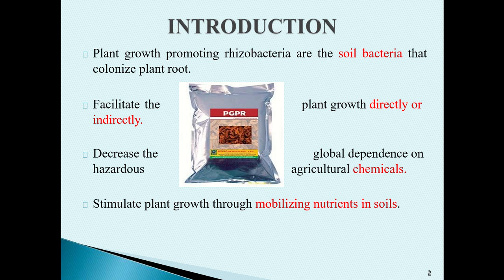Now, these plant growth promoting rhizobacteria also help in facilitating the plant growth directly or indirectly. Of course, they have their own mechanism of action, which could be direct or indirect. These help in decreasing the global dependence on hazardous agricultural chemicals, as we understand that if microorganisms can be used instead of the chemicals, then we can depend on these microorganisms instead of using chemicals in the agricultural sector. These also help in stimulating the plant growth through mobilizing the nutrients in the soil, since these organisms are present in the vicinity of the soil.